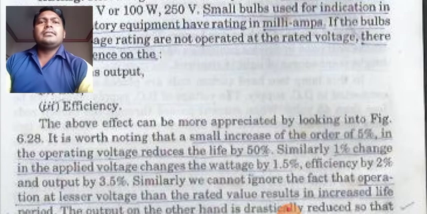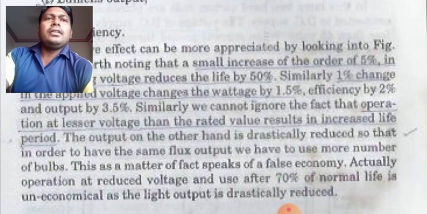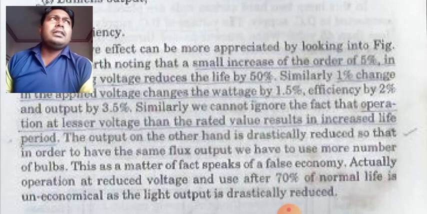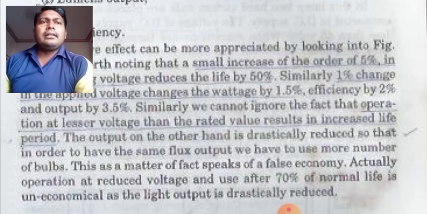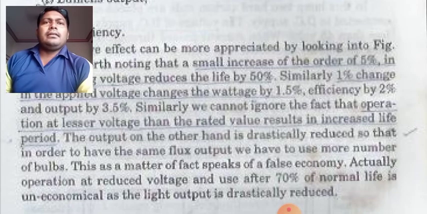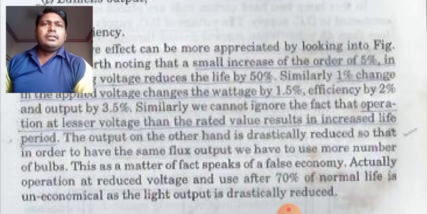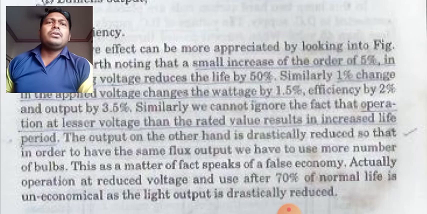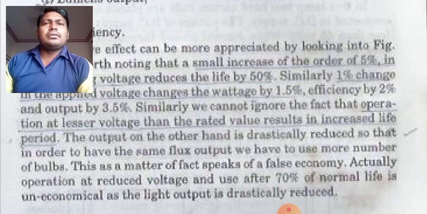Similarly, we cannot ignore the fact that operation at a lesser voltage than the rated value results in increased life. So now it is reversed also. If we reduce the voltage, we will find that the life period is increased, while the output, on the other hand, is drastically reduced, so that in order to have the same flux output we have to use more bulbs. This is a matter of fact that speaks of a false economy.